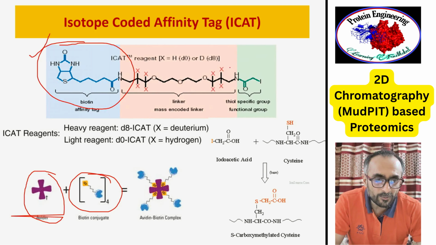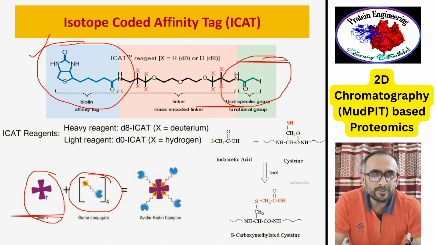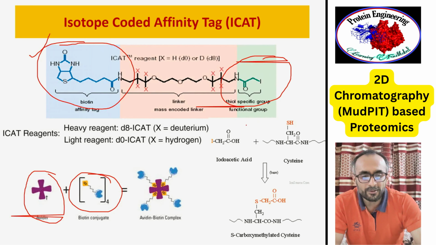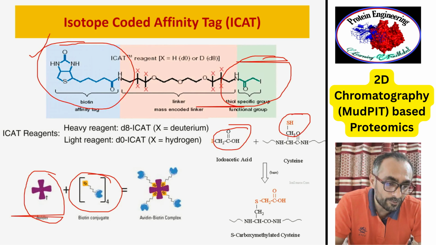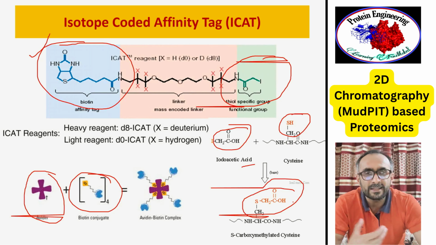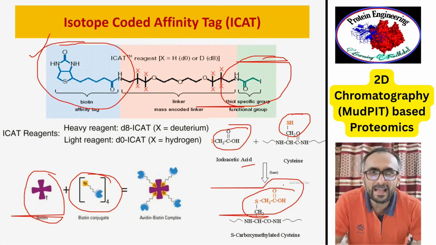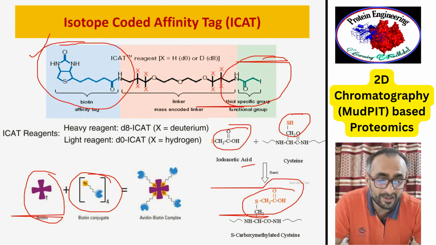Then the second part of this ICAT reagent is a thiol reactive group, iodoacetamide. Iodoacetamide has a property to react with the free thiol group, like in cysteine in proteins. So when cysteine is there and iodoacetamide is allowed to react, it forms S-carboxymethylated cysteine. It's a covalent linking reaction. It's covalently linked to the free cysteine. That's a property of iodoacetamide.